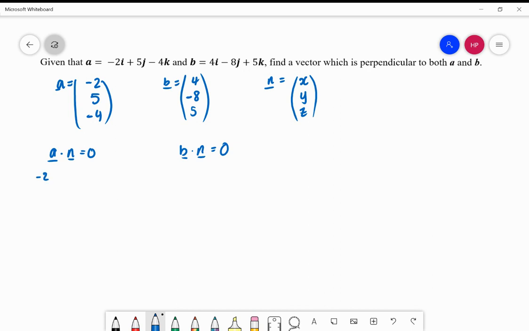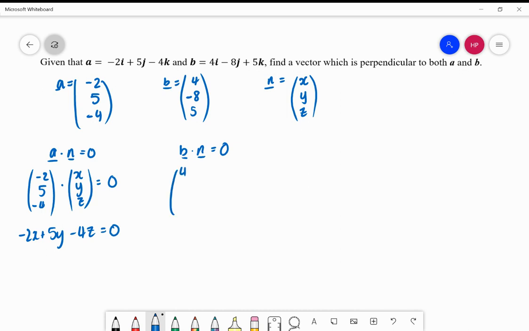So let's actually go ahead and do that. I appreciate we're going to end up with equations with unknowns in them, but we can be quite clever about those when we get there. So pop our vectors in. We end up with minus 2x plus 5y minus 4z equals 0. And if we use b, we end up with 4x minus 8y plus 5z equals 0.